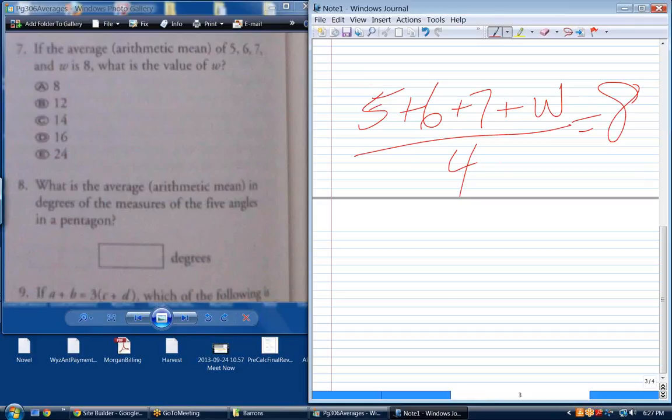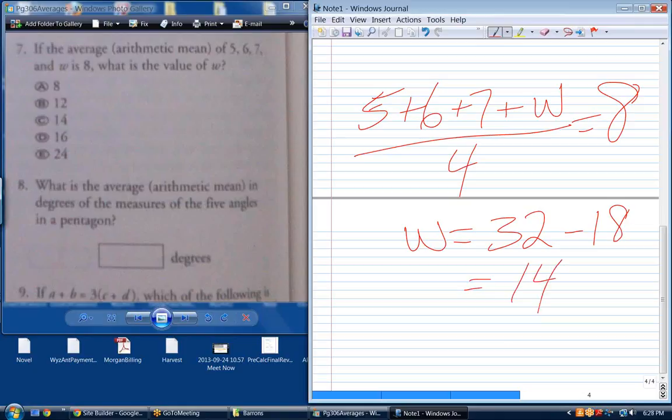So it would be... why do you get 32? Multiplied both sides by 4. Oh, okay. And then you subtract 18. Oh, because 8 times 4 is 32. Those are 18, so it's 14. Right.